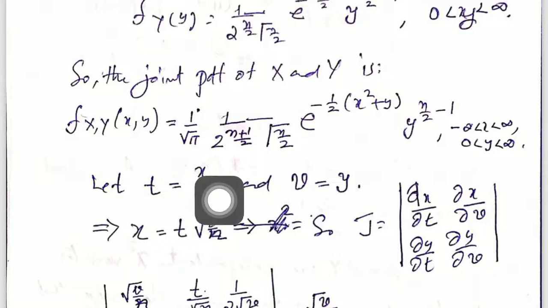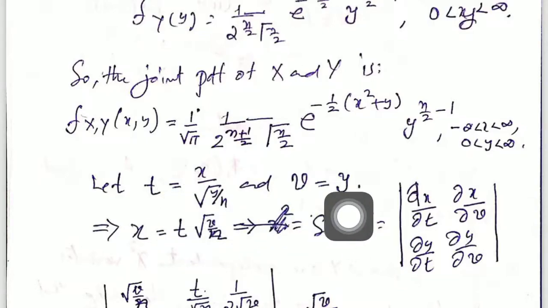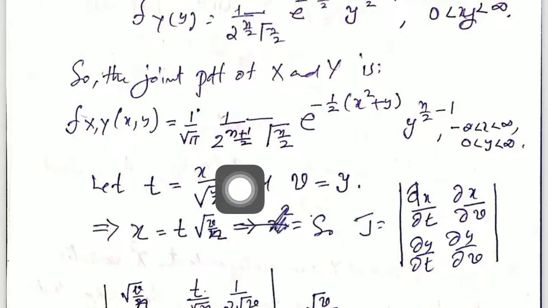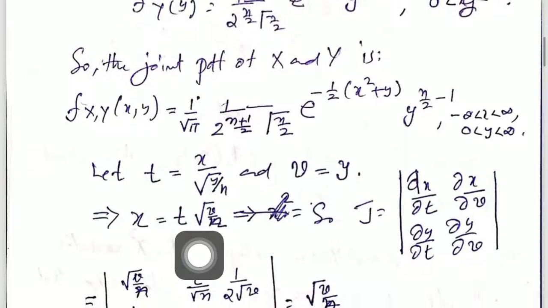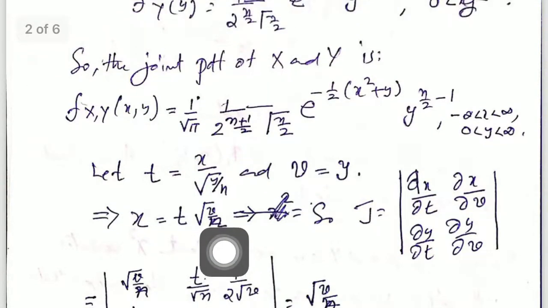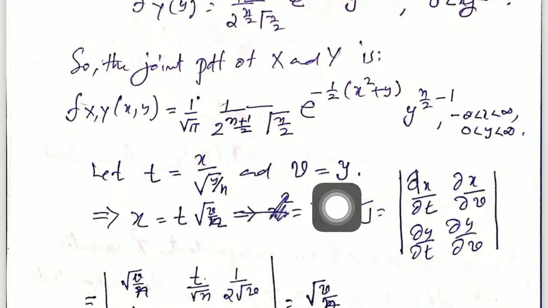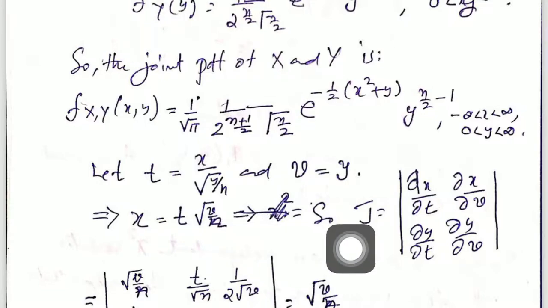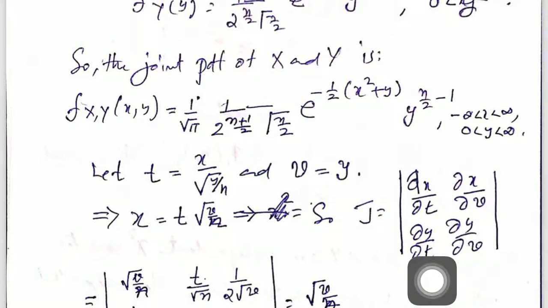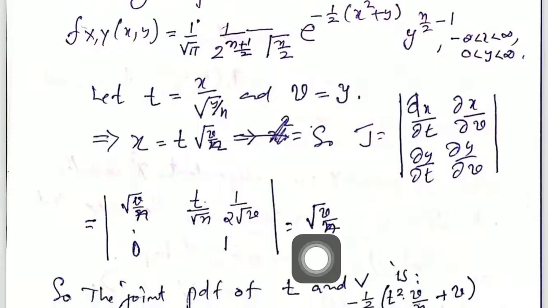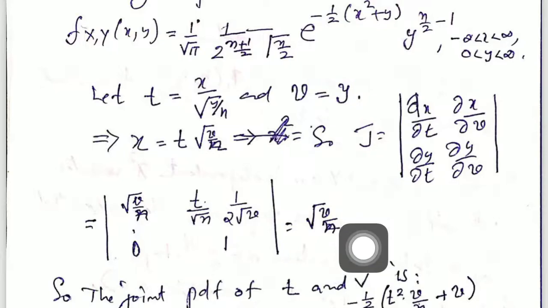You are having t is equal to x by root of y by n and v equal to y. So you can express x and y explicitly in terms of t and v like this. X is equal to t into root of v by n, and y is equal to v. Okay, so you take the Jacobian of transformation, that is dou x by dou t, dou x by dou v, dou y by dou t, dou y by dou v, determinant of these things, and you will see that it is equal to root of v by n.